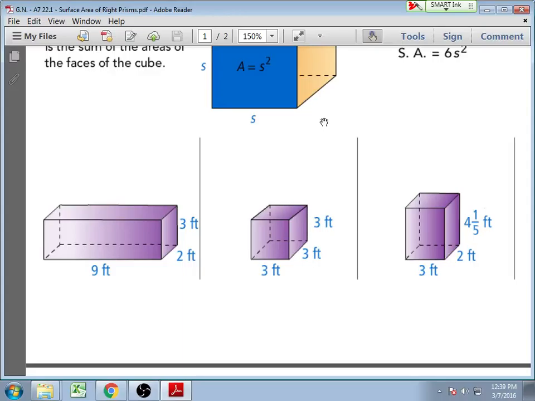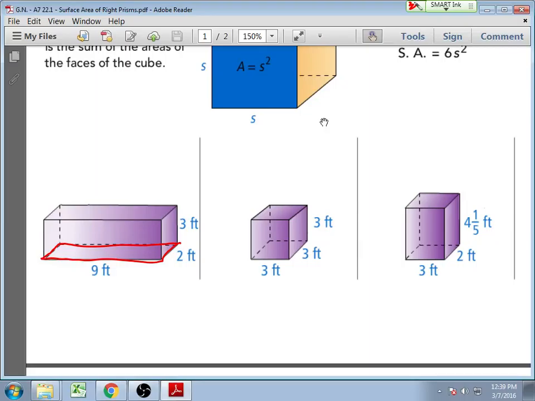So with these prisms, it's easy. I can just choose the bottom face to be my base. But when we have a triangular prism or a hexagonal prism, we always have to make sure that we choose the right base, which is told to us in the name of the prism. So here, if I look at my rectangular prism, I'm going to make that my base.